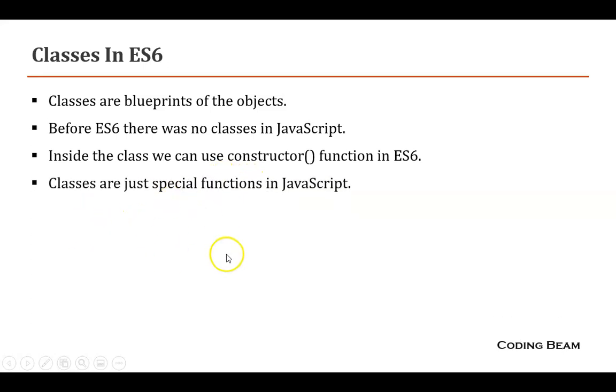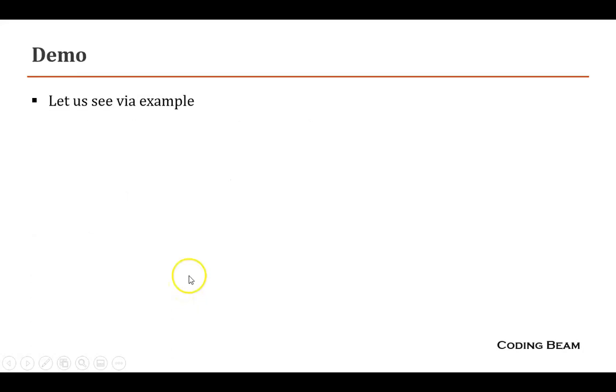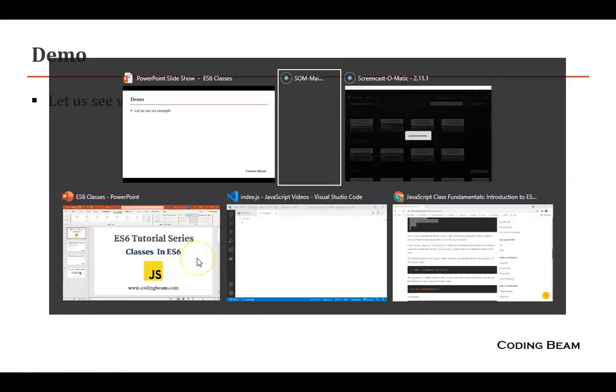There are no real classes in JavaScript yet, but in ES6 they are a special type of function. But why do we need classes in JavaScript? Because we can store members, variables and functions of the same category in a class, and we can achieve an object-oriented approach through classes. Now we will see a demo of how we can demonstrate classes in ES6.